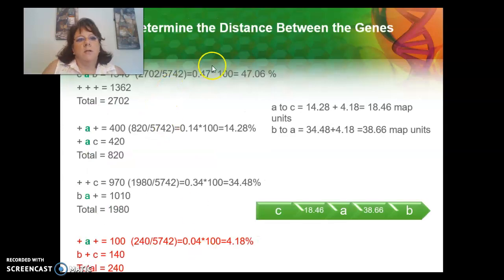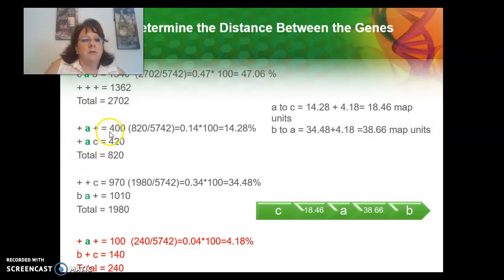This is step 3 to determine the distance between the genes. So we have CAB equals 1340 and plus equals 1362. Take that total and divide it by the total of the whole sequence, and we have 0.47. We multiply that by 100 to get our percentage, which is 47.06%.